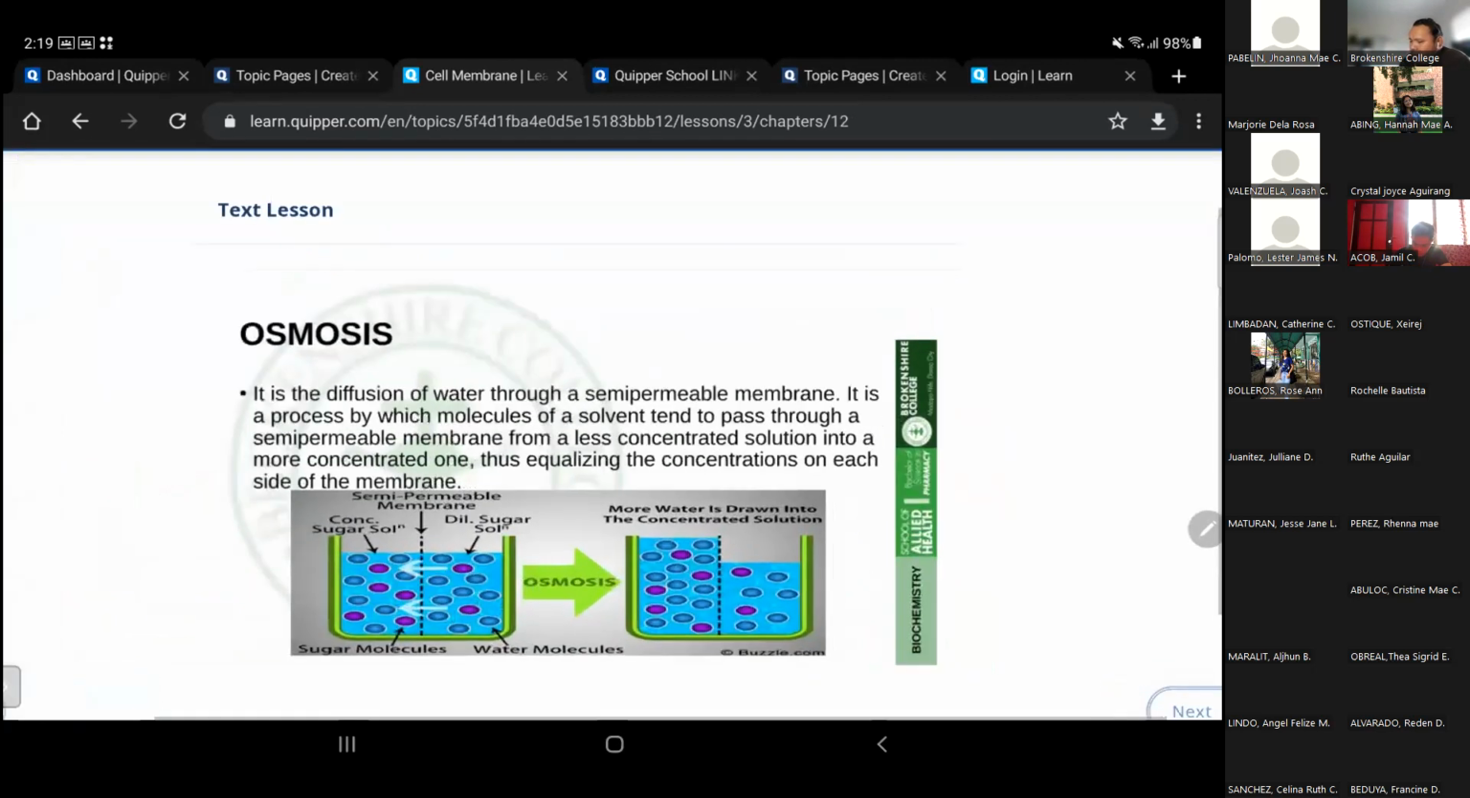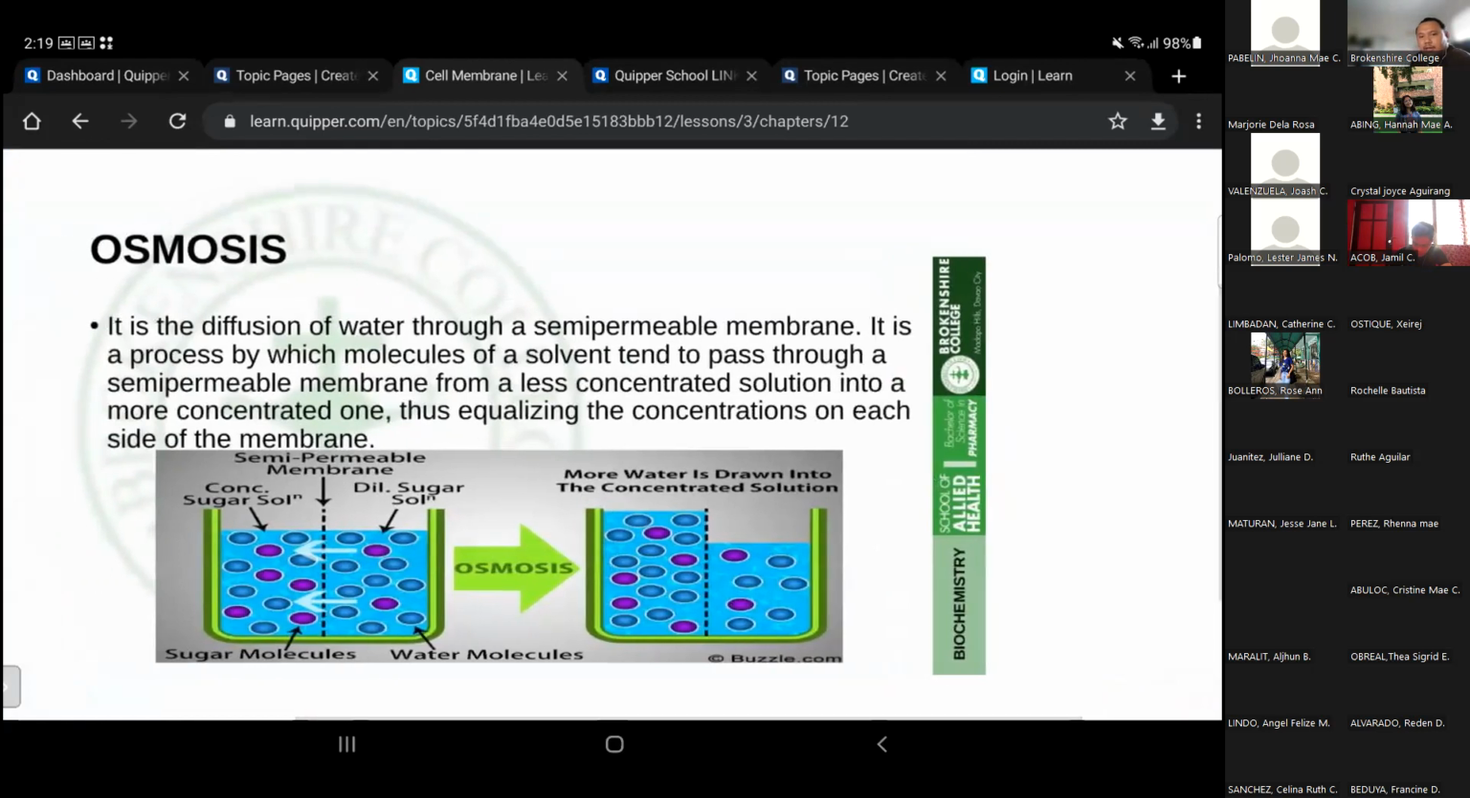Okay. The next one is osmosis. Again, diffusion of water through a semi-permeable membrane, wherein the process by which molecules of a solvent tends to pass through a semi-permeable membrane from a less concentrated solution into a more concentrated one. Thus, equalizing the concentration on each side of the membrane. Movement of water from higher to lower concentration.